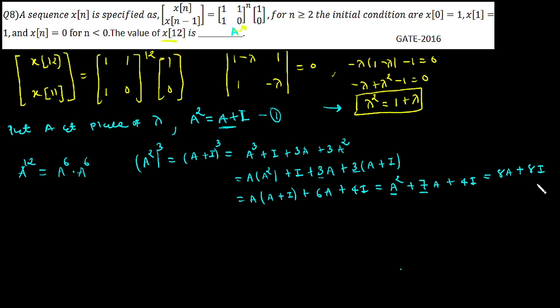Oh, sorry, I made a mistake here, not 8 but 4I, and plus 1I from this A square, so we are getting simply 5I. Let's write here 8A plus 5I. Okay, so we get A to the 6th power.